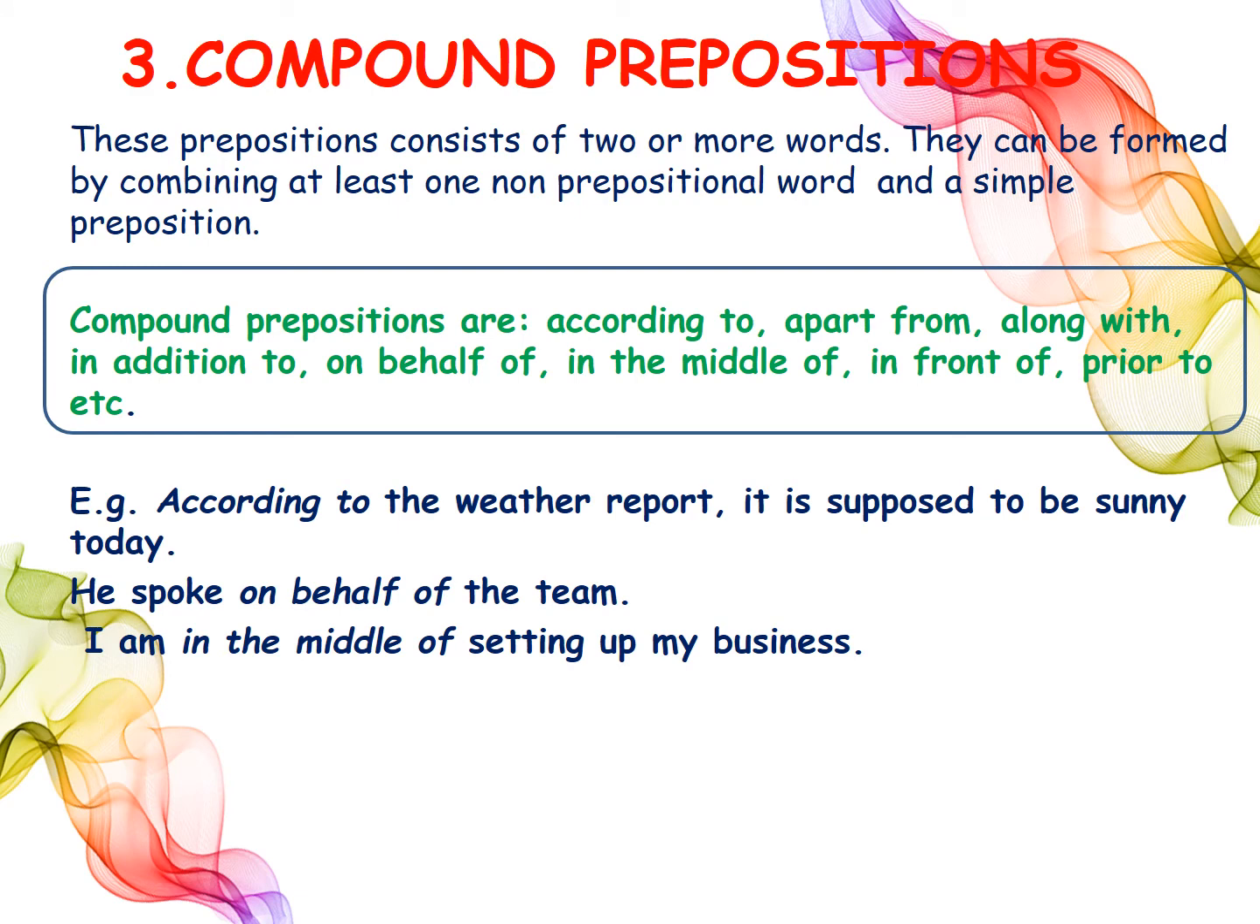Compound prepositions. These prepositions consist of two or more words. They can be formed by combining at least one non-prepositional word and a simple preposition. Compound prepositions are according to, apart from, along with, in addition to, on behalf of, in the middle of, in front of, prior to, etc.